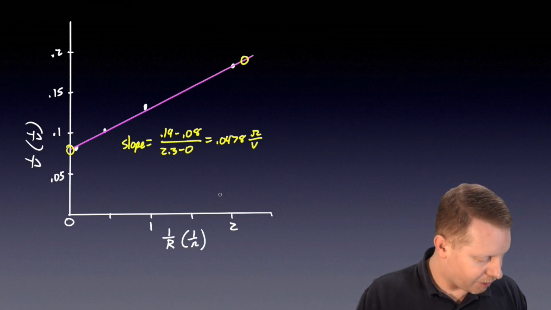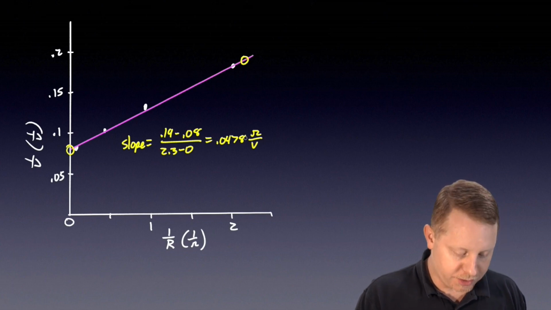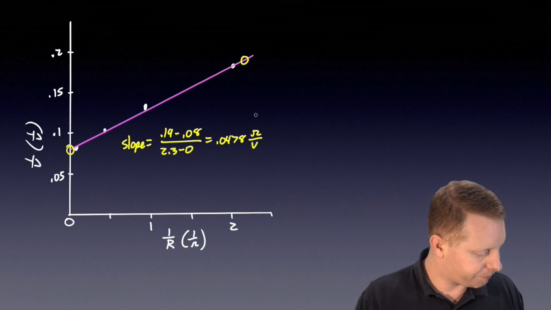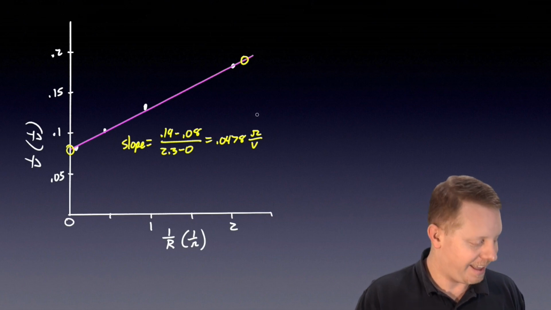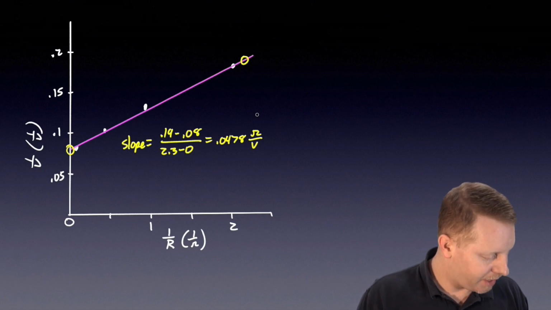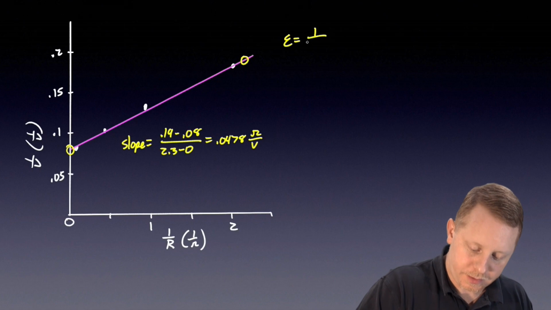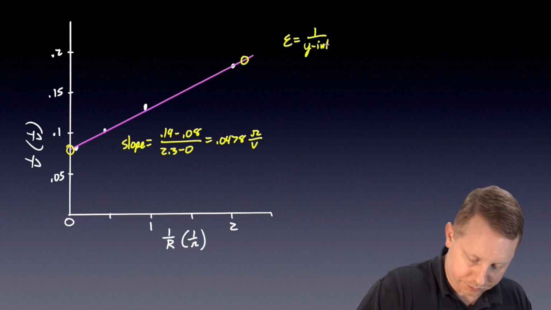Now for part C, it says use that straight line to find the EMF and the internal resistance. Well, we know that the slope is going to be useful, and the y-intercept, because we just did that in the previous problem. The EMF is going to be 1 over the y-intercept from our previous work.